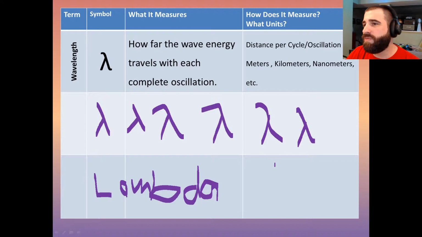You might be like, well, wait, I saw Revenge of the Nerds, and they were lambda, lambda, lambda. You probably have not seen Revenge of the Nerds because it was a movie from the 80s. Don't watch it. It's very problematic.